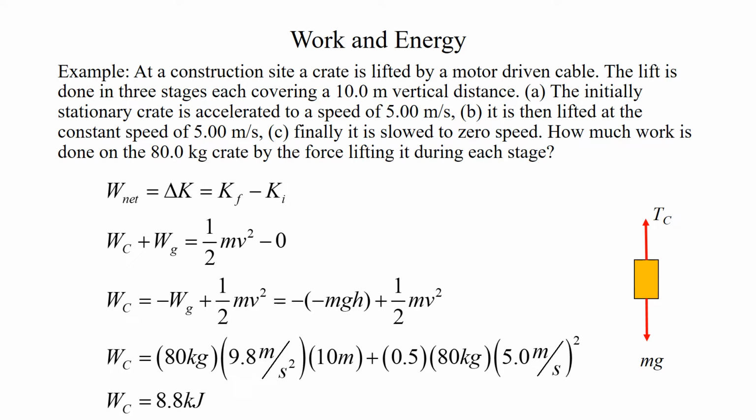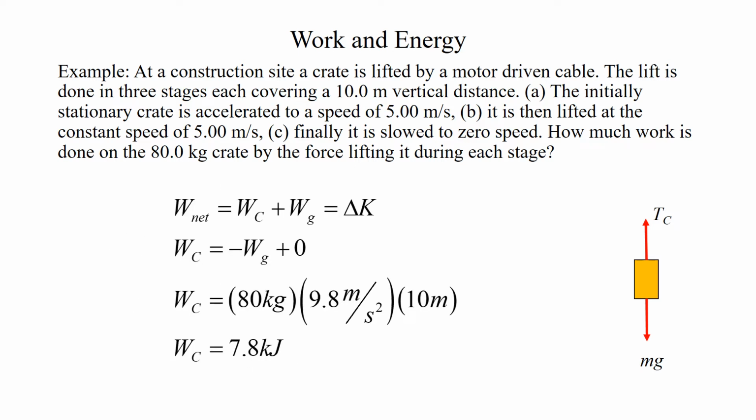Now I can just plug in the numbers. So the work done by the cable equals the mass, 80 kilograms, times g, 9.8 meters per second squared, times the height, 10 meters, and then the 1/2 I wrote as 0.5, and then the mass again, 80 kilograms, and our final speed is 5 meters per second, and we have to square that. And after I crunch the numbers, we get 8.8 kilojoules. So that's how much work is done in the first stage.